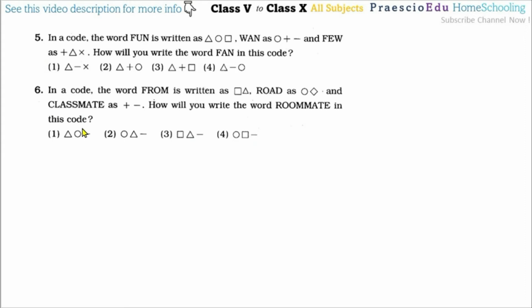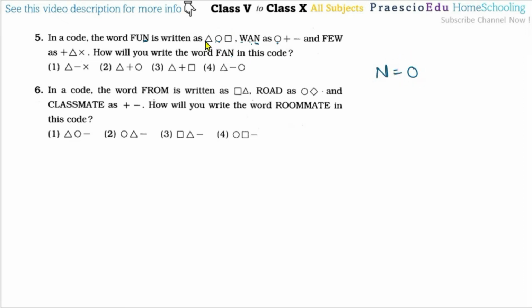Then question number 5. In a code, the word FUN is written in symbolic form like this one, then WAN like this one, and FEW like this one. How will you write the word FAN in this code? Find the common elements. We compare FUN and WAN. Here the common letter is N, and in the symbols the common one is a circle. So N means this one.